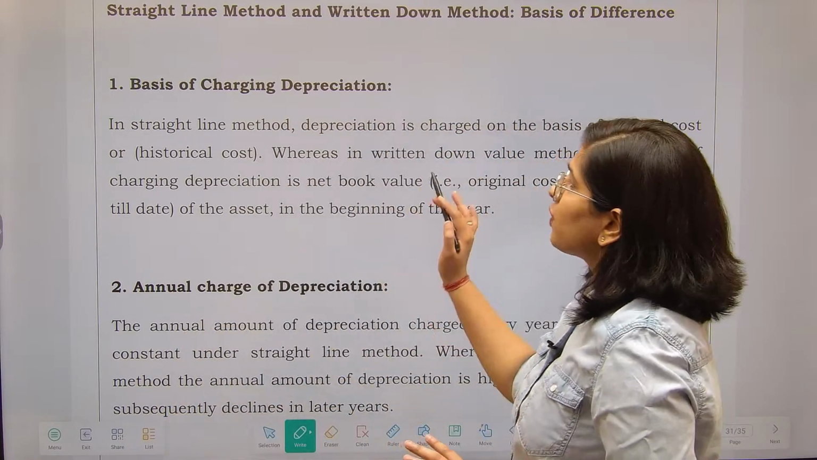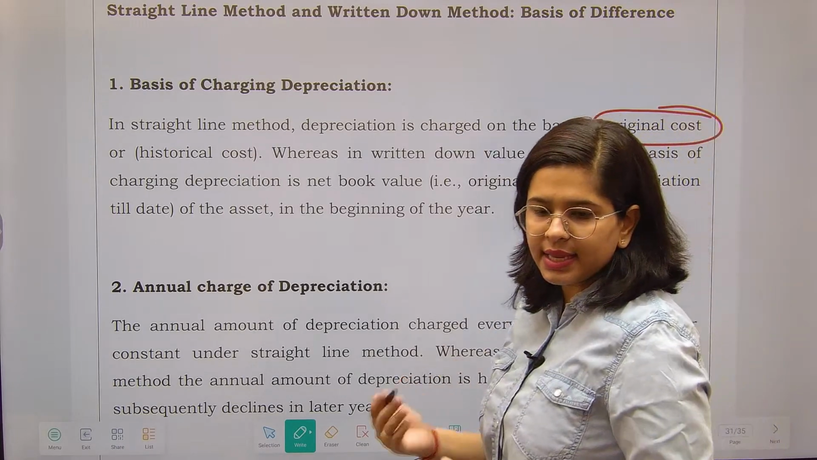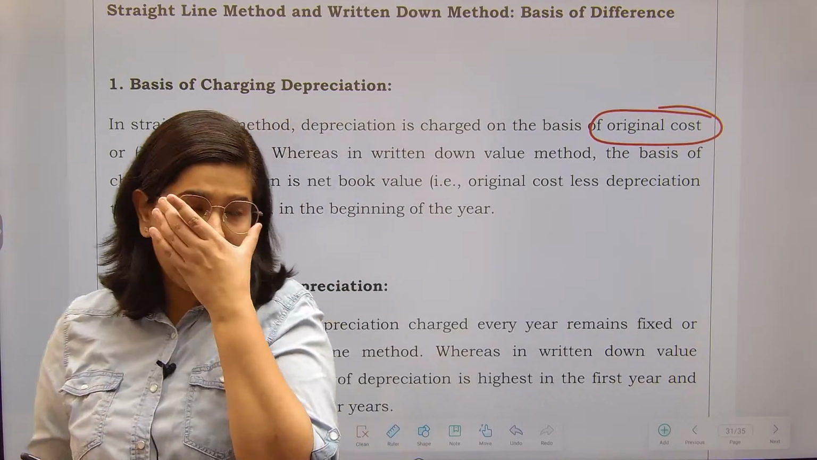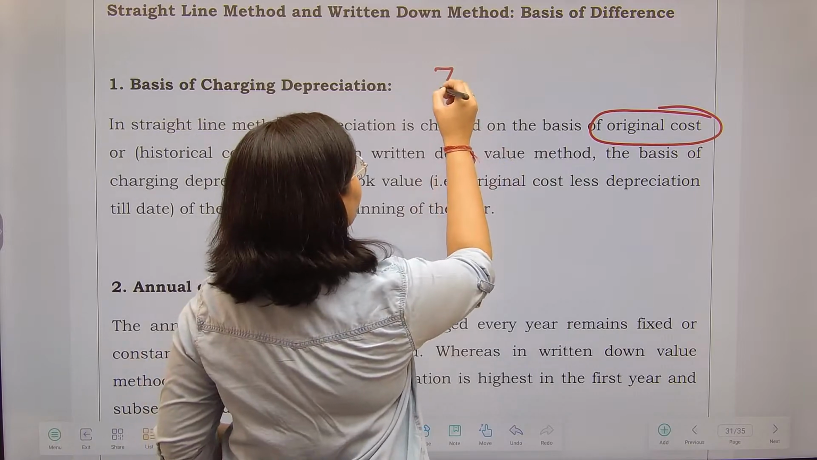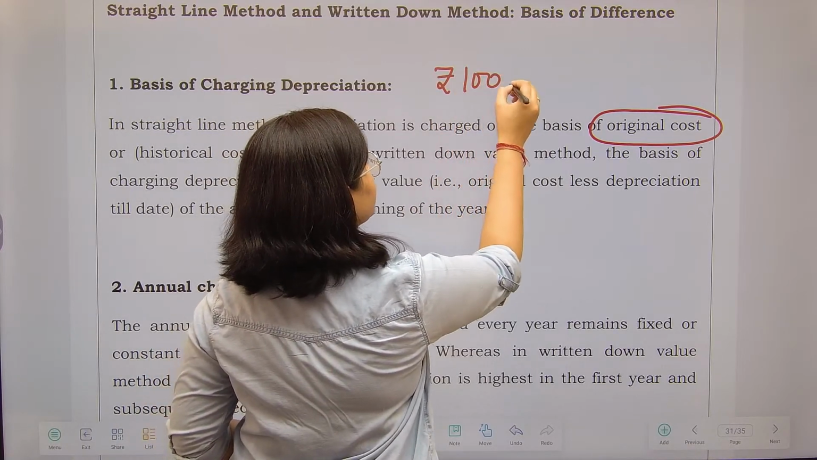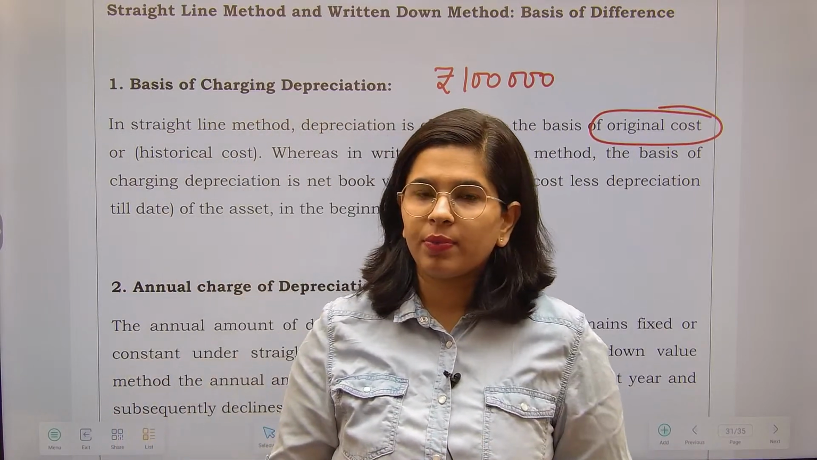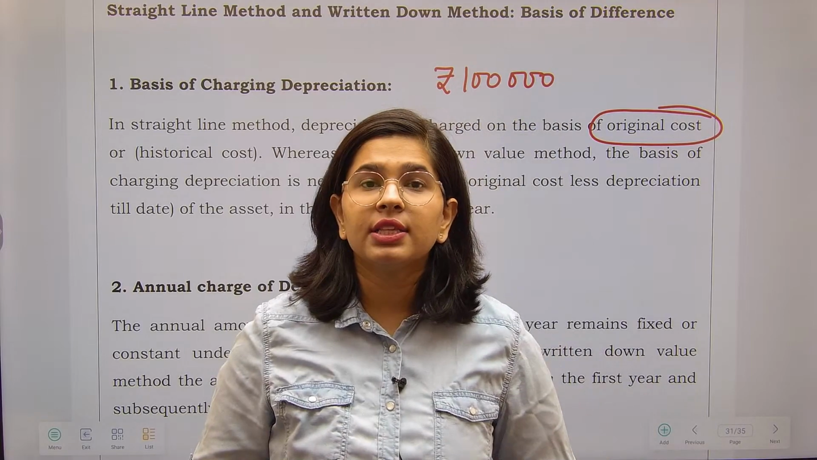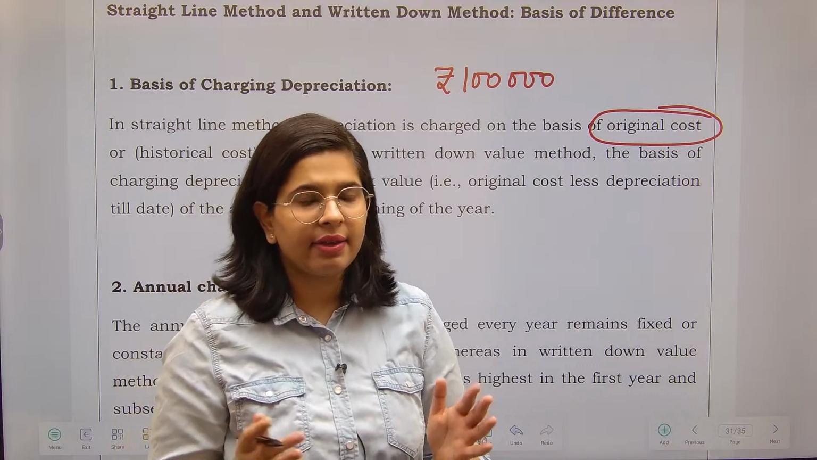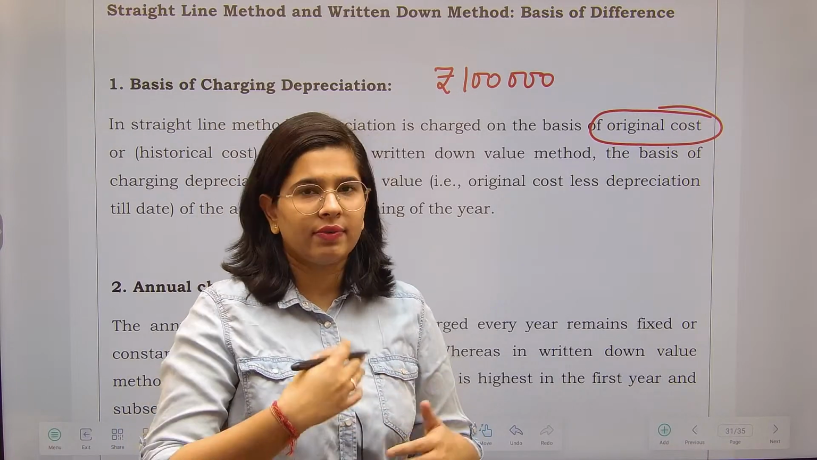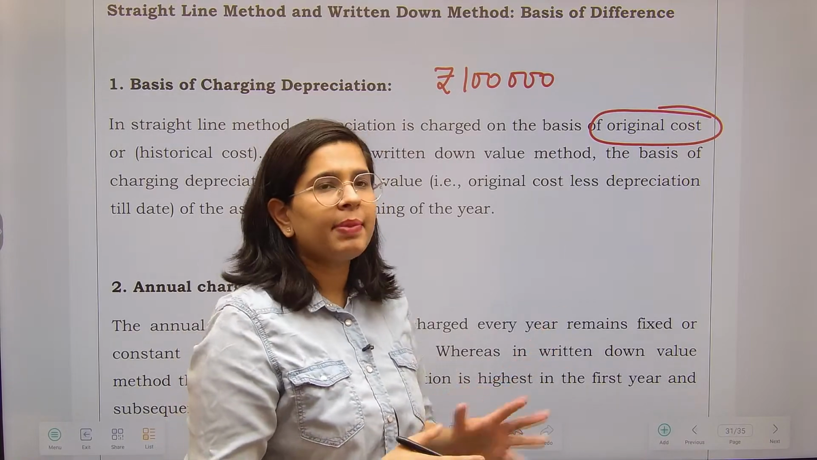See over here. In the straight line method, depreciation is charged on the original cost. Because yesterday when we were reading about depreciation, I told you that in the straight line method, suppose you have purchased the asset for 1 lakh rupees. So you charge depreciation on this 1 lakh rupees only: 1 lakh less residual value, if any, divided by the number of years of useful life. On that basis you record.